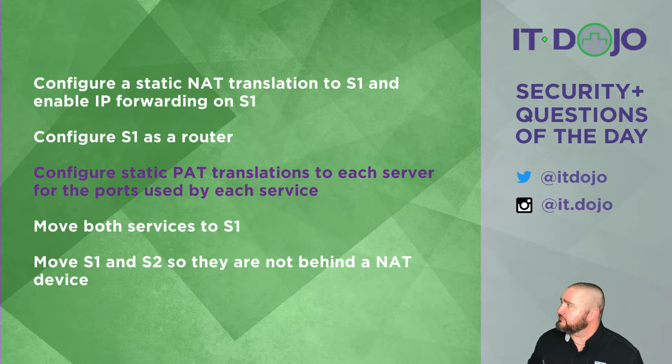And then the last item on the list says to move S1 and S2 to a place where they are not in the path of the address translator. I suppose it's viable, but not really practical. So these NATs are all around us all the time in our lives in IPv4. We got to deal with them. So moving ourselves out of the path of them is not practical reality. So that ain't the right answer.